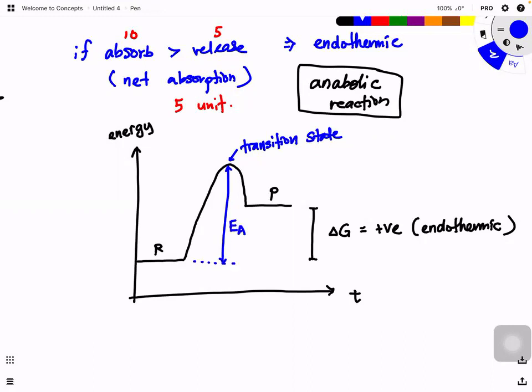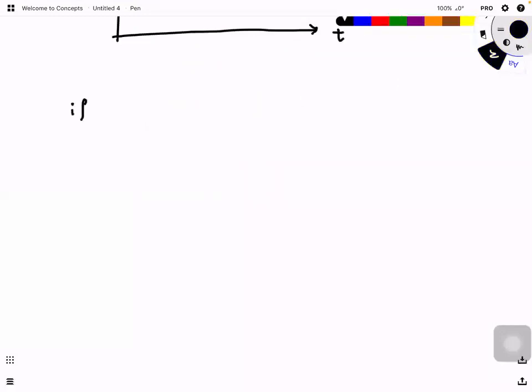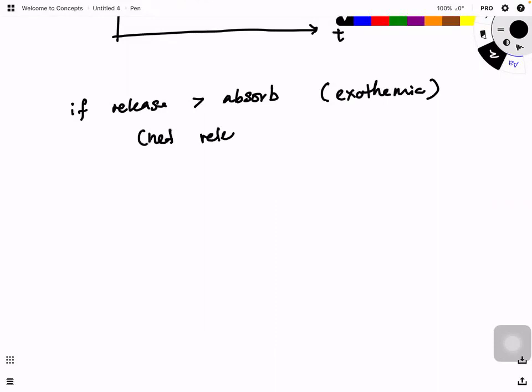Are you clear? Okay, so now in the opposite case, let's say the energy released is more than the energy absorbed. This process is termed exothermic, where energy is released. So exothermic reactions have a net release. Let's say, for example, I release 15 and absorb 5. That is a net release of 10 units of energy. Can you see that? This kind of reaction generally applies to catabolic reactions.